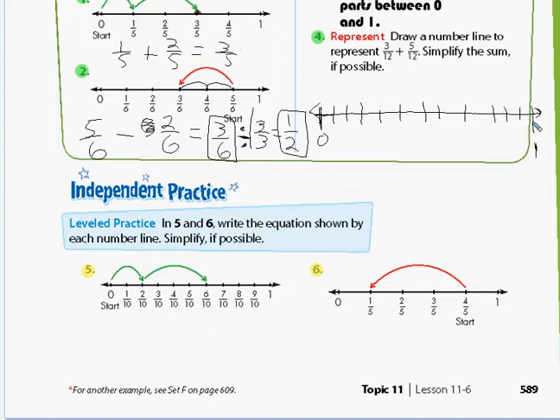Since I'm adding, I'm going to start at 0. That's 1, 2, 3. That's 3/12. Plus 5/12: 1, 2, 3, 4, 5. And that's going to be 1, 2, 3, 4, 5, 6, 7, 8/12. So my first jump was 3/12, my next jump represented 5/12, and the sum of that is 8/12.